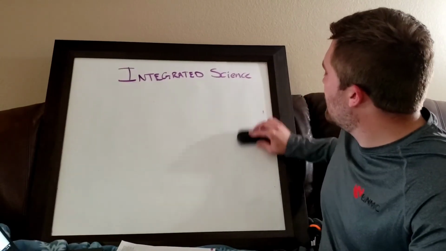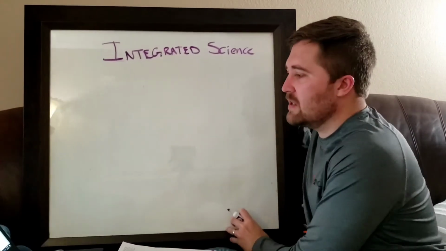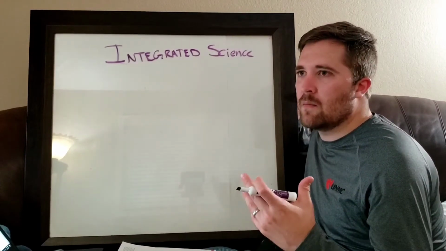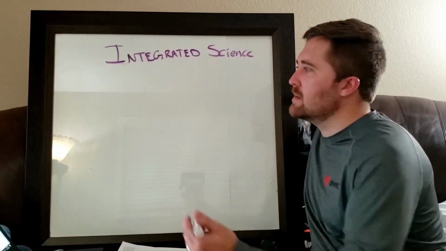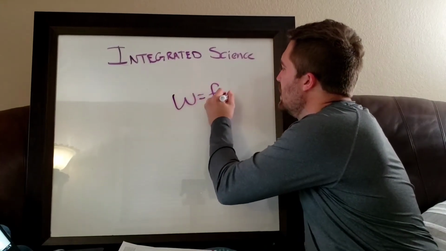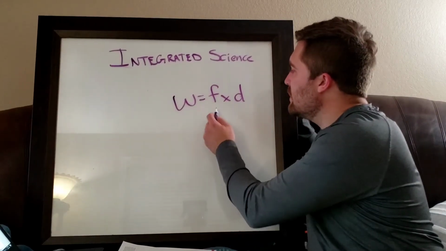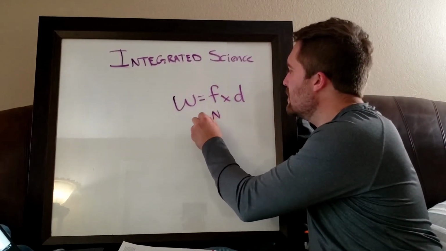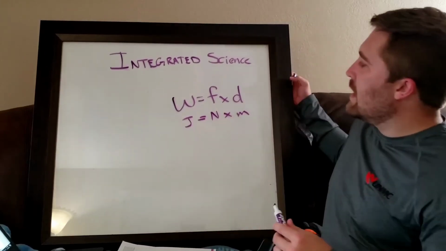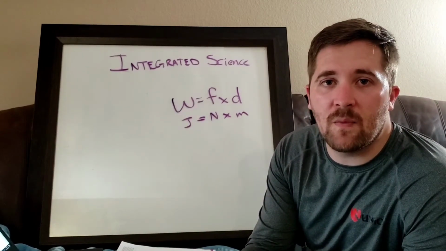The last formula you need to know is work. And work, by definition, is force over a distance, right? Multiplied over a distance. So work equals force times distance. Okay, so work is also in joules, force is in newtons, distance is in meters.